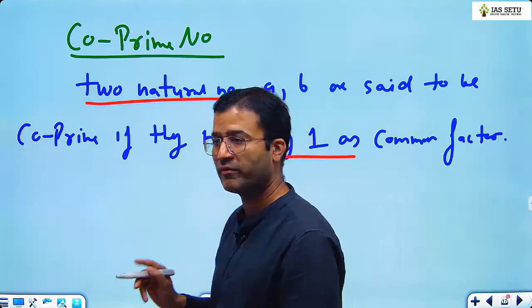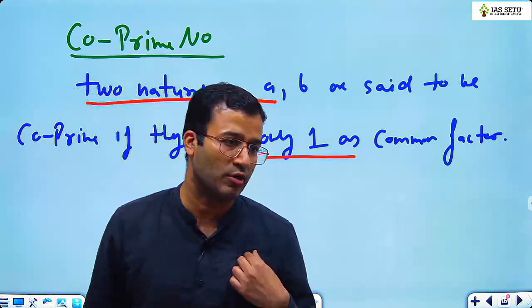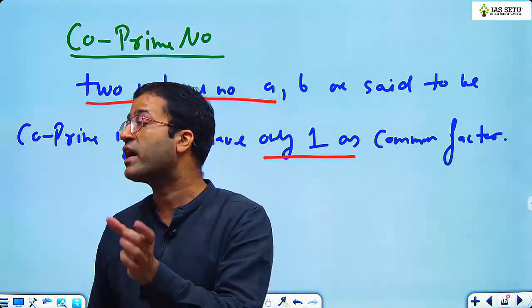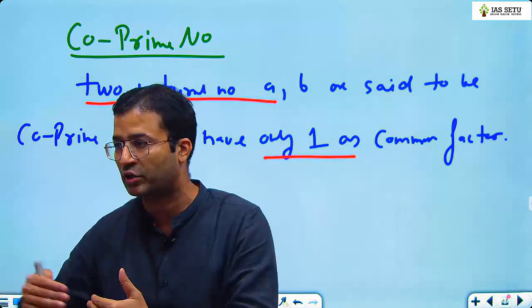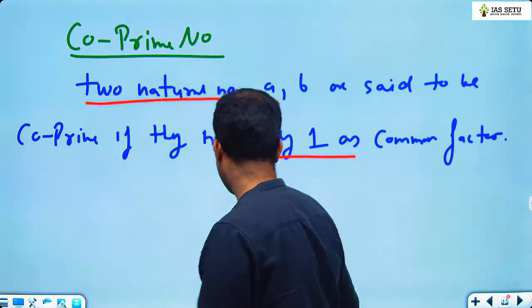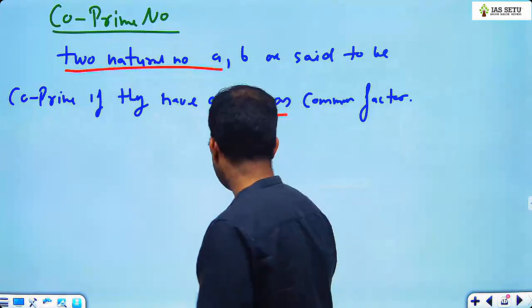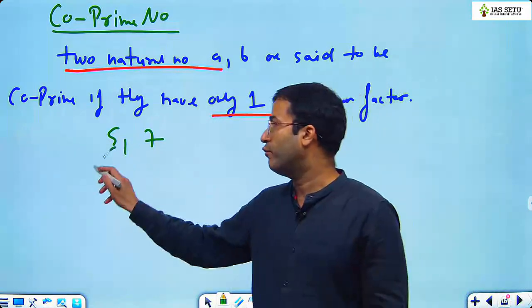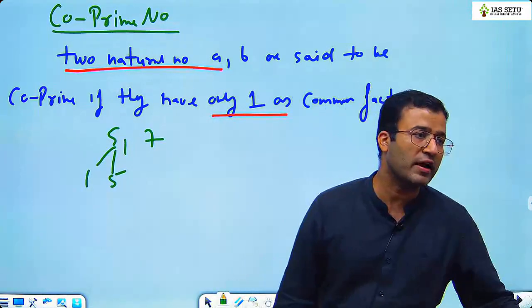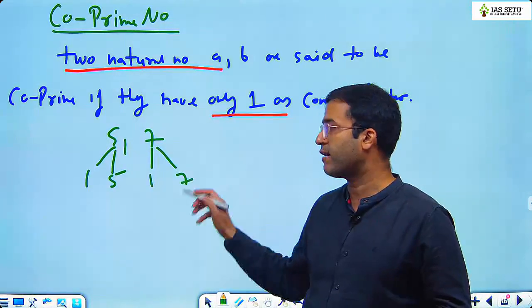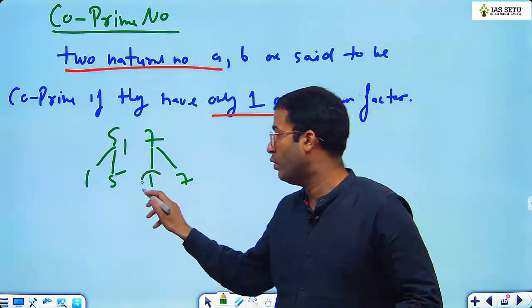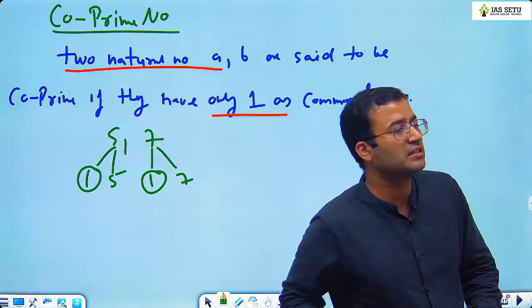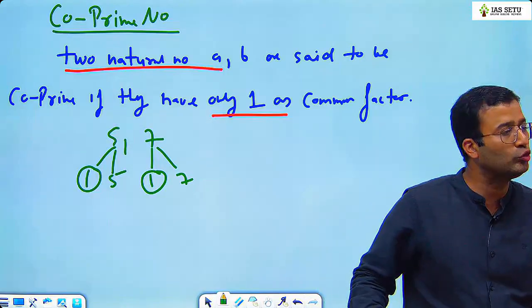I'm not saying one as a common. One तो सब में common है. Only one as a common factor. I repeat, 2 natural number A and B are said to be co-prime if they have only one as their common factor. I give you example. Like I give example 5 and 7. What are the factor of 5? 1 and 5. What are the factor of 7 we have? 1 and 7. Common factor, only 1. Since they have common factor only 1, that's why we can say 5 and 7 are co-prime to each other.